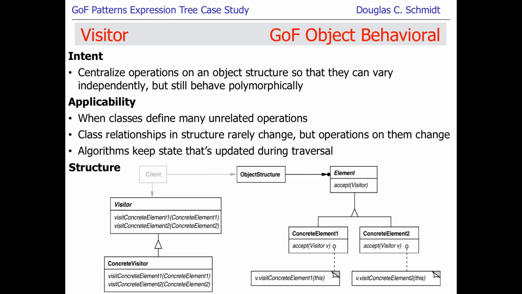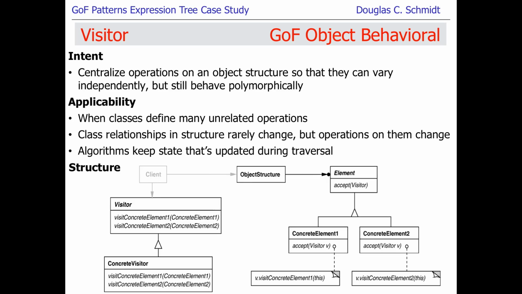So the intent of the visitor pattern is to centralize operations on an object structure, like a composite, so they can vary independently. You can change them, but they can still behave polymorphically. In other words, you can select at runtime. You could dynamically modify what gets done. Quite frankly, that still doesn't give you a lot of information about what this thing is about, right? That's the intent. If you read the Gang of Four book, that's what it says, but it's not entirely clear what that means.